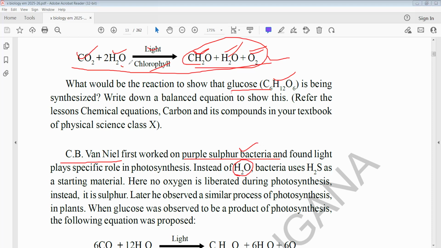So instead of water he has taken, from the water oxygen is released when the water is participating in the photosynthesis. After breakdown, oxygen is liberated. So he concluded that whatever oxygen is liberated in photosynthesis comes from water.